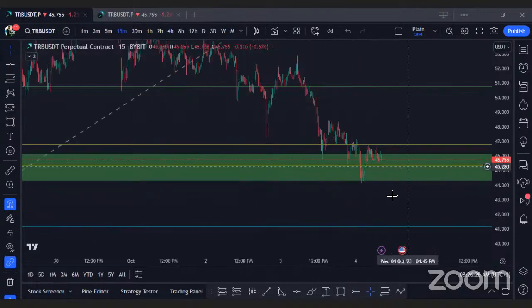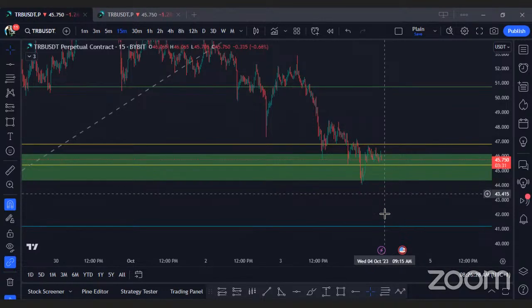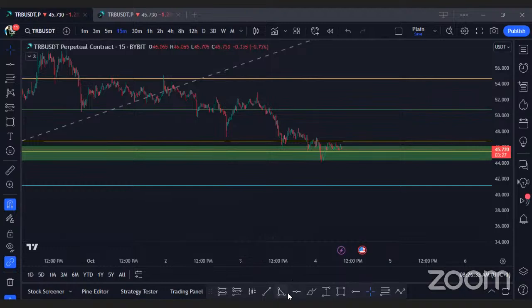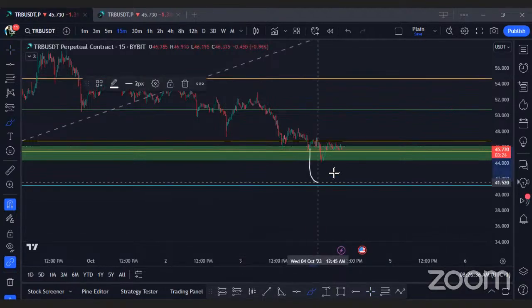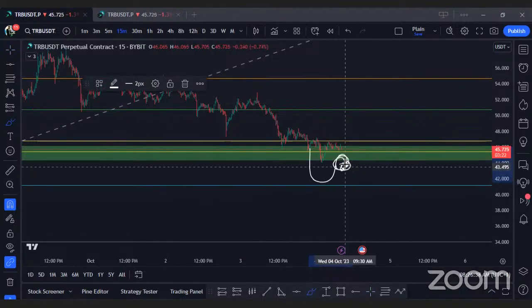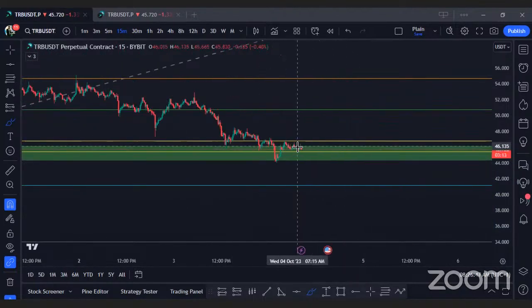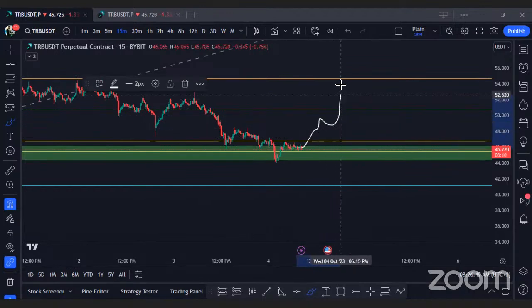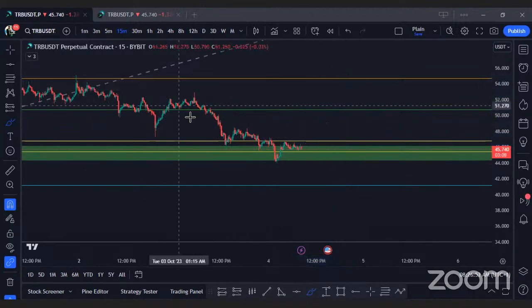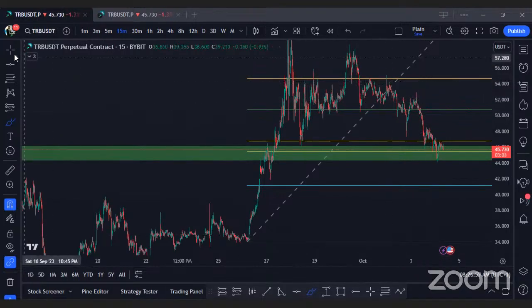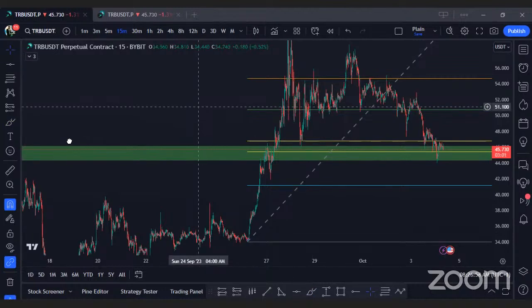So let's wait. But on a break below this area, anything from the $43, $42 level, we'll be looking to short. If you see TRB come down, retest this level and use it as resistance instead of support, then you can look to take a trade to the downside. But if TRB bounces from this level, you should be targeting that 0.382 level, and from there look to take a trade to the downside.